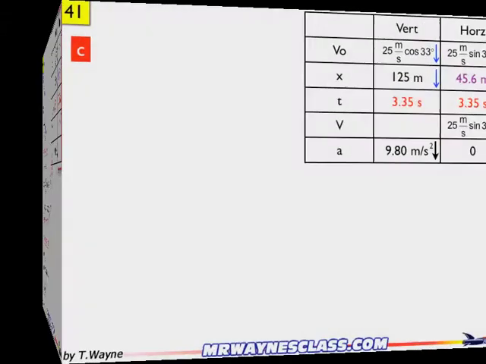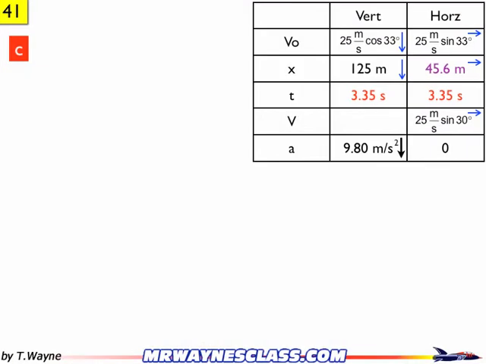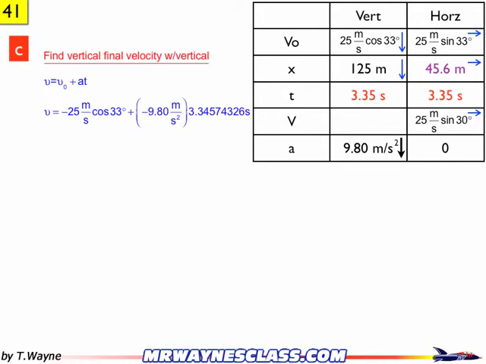Last question. I need to find the vertical impact information when it hits, the vertical velocity. So I'm going to find the final vertical velocity first. To find it, that's the empty spot in the vertical column. I'm going to use the v = v naught + at equation. I could use the v squared equals v naught squared plus 2ax equation equally well. So if I use v = v naught + at, I get v is equal to negative 25 meters per second cosine 33 plus negative 9.8 meters per second squared times the time. And I get my final answer of negative 53.75 meters per second.